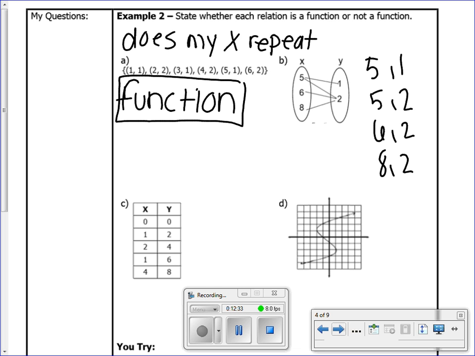Well, because you can see that I have 2 arrows coming off of my 5, that means my 5 value is repeating, and it's going to 2 different numbers. It cannot do that. It cannot go to 2 different numbers, so this is not a function.